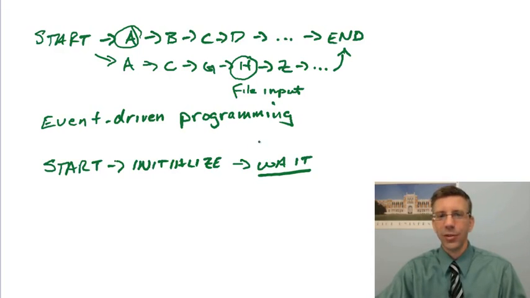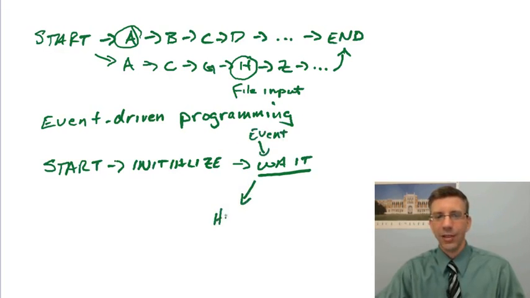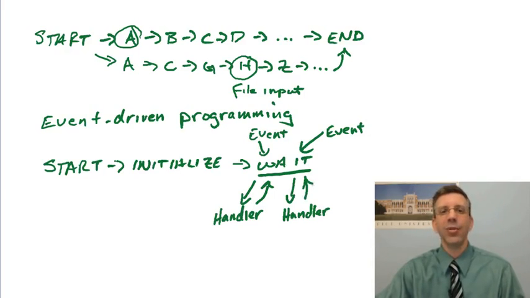Sometime in the future, some event occurs. We'll talk about what events are in a second. When that event occurs, I run some function which is called a handler. That handler executes. When it completes, I go back to waiting. Sometime in the future, another event occurs. I execute another handler, and this handler is probably different because that event was probably different. When that's done, I go back to waiting.